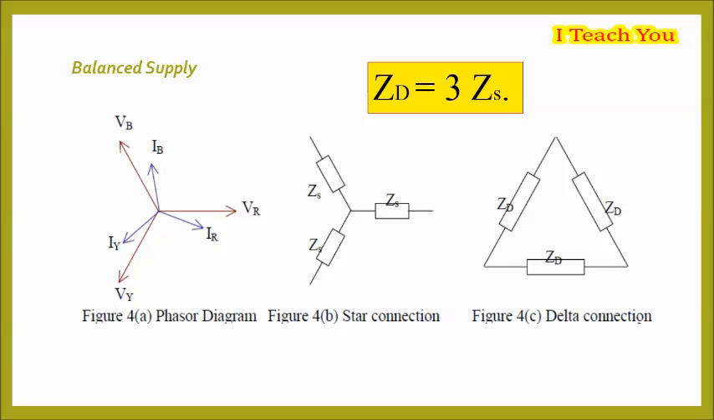In the delta, the voltage is square root 3 times larger and the current square root 3 times smaller, giving the impedance 3 times larger. It is also seen that the equivalent power is unaffected by this transformation.